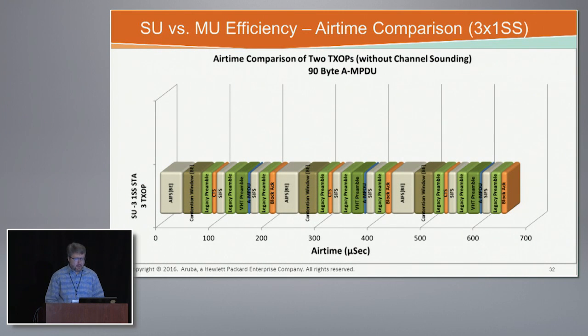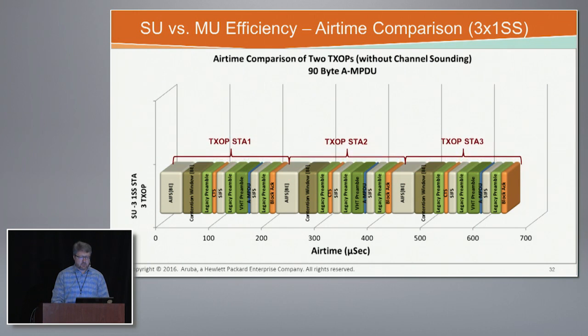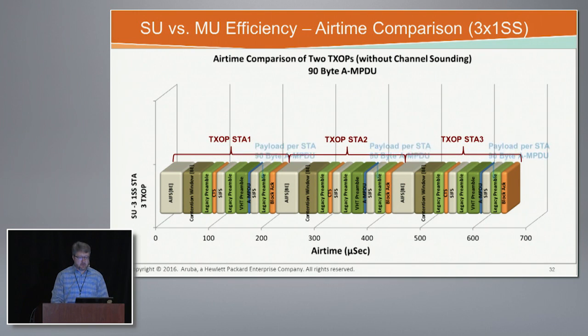So you've seen these charts from me before. Here is an airtime breakdown of the throughput test that we just saw. If I have 3 one-stream stations, and I'm trying to send to each of them, I've got 3 TX ops, where the AP has to get the channel, arbitrate, and then go through that whole sequence with CTS, ACK, and block ACK. So these are the 3 TX ops.